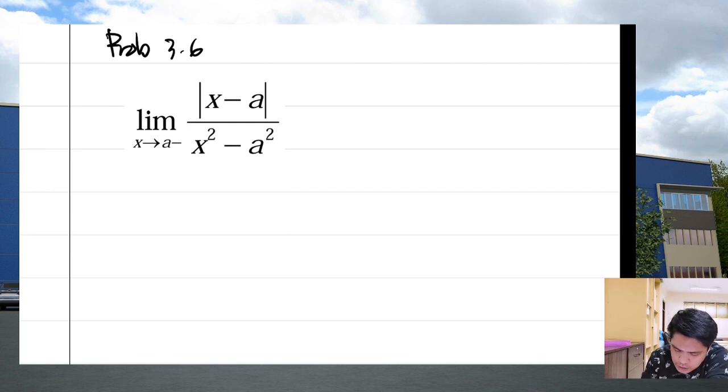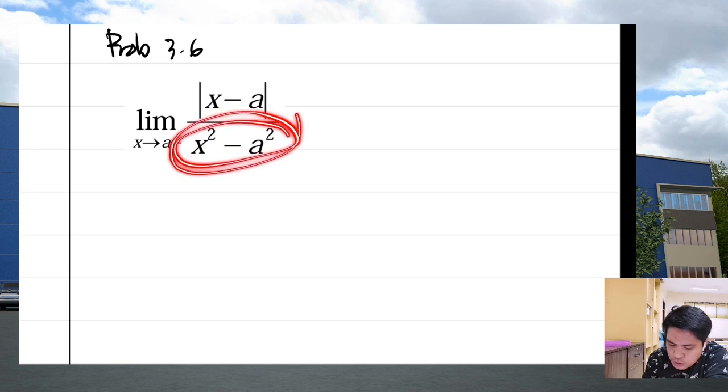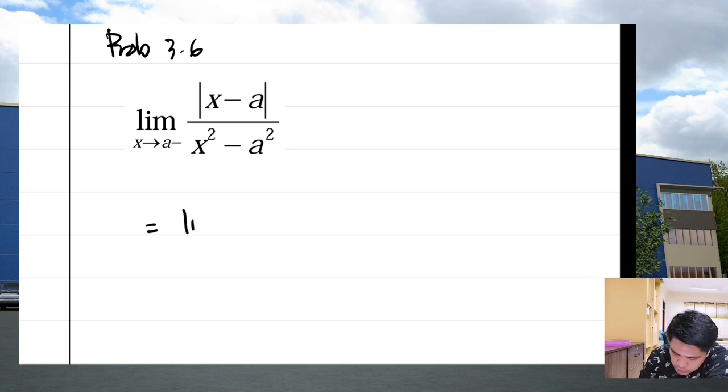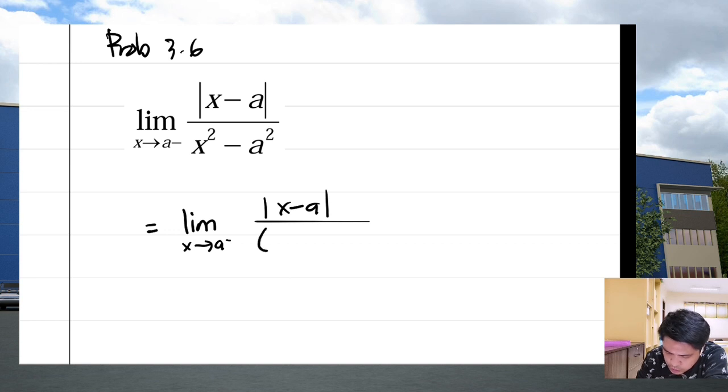So this is very easy kasi again, this is in the form a squared minus b squared, or this is a special product of a sum and difference. So therefore, we could rewrite our equation, this limit as the limit as x approaches a from the left of the absolute value of x minus a over, eto siya, we could factor this out as x minus a times x plus a.